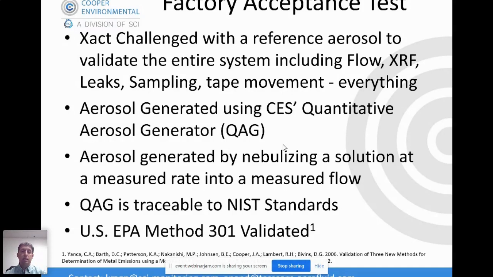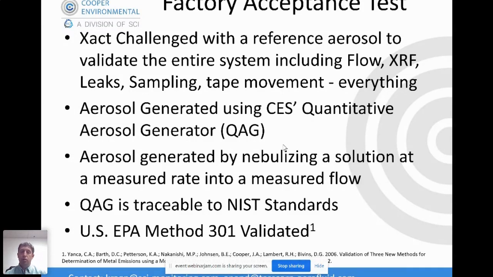valid. And that test includes testing the flow measurements in the flow system, the XRF system, any kind of leaks that are in the system, the sampling procedures that are used, the tape movement. Every portion of the instrument is tested by this approach.